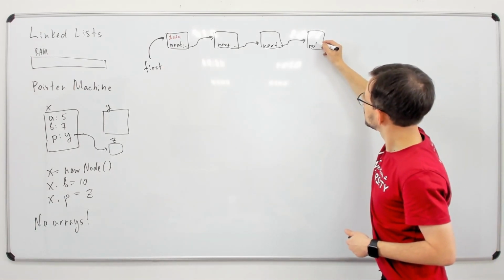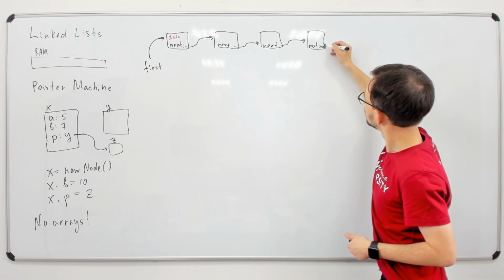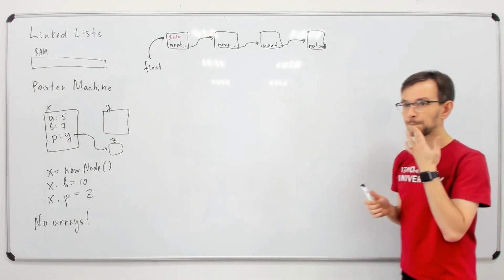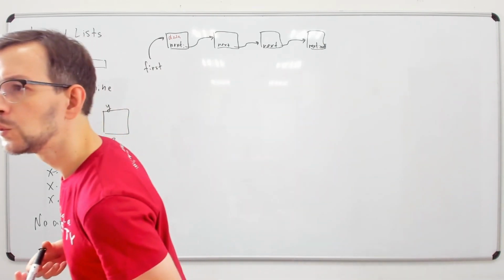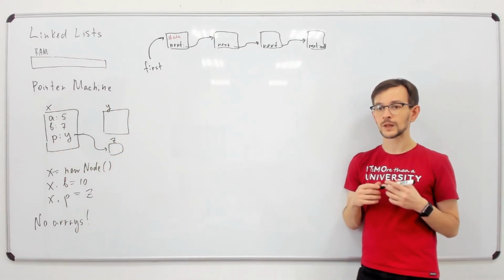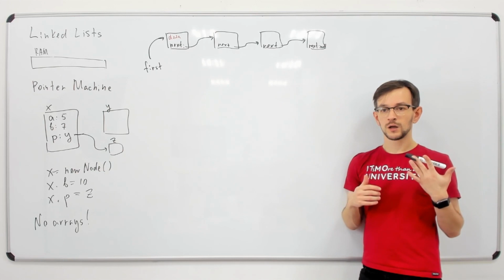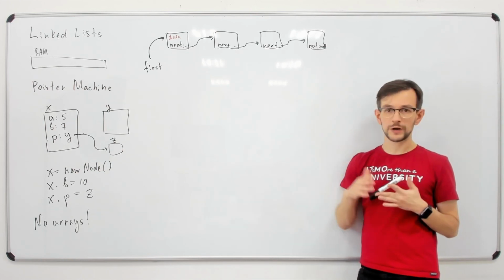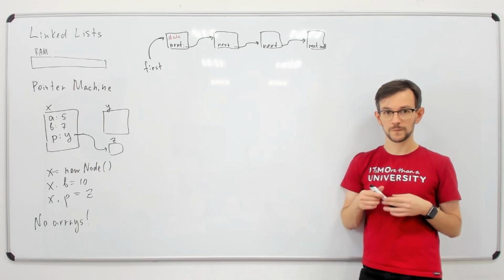And from here, next points to null. That's all. That's how you create a linked list in the pointer machine model.